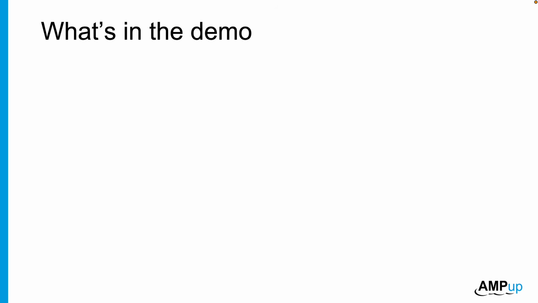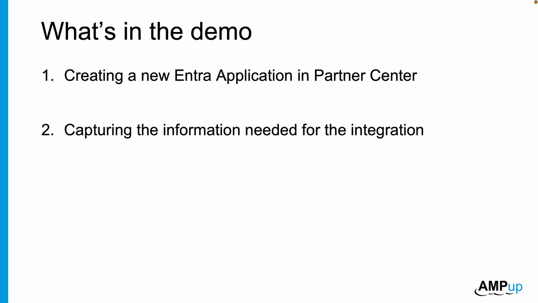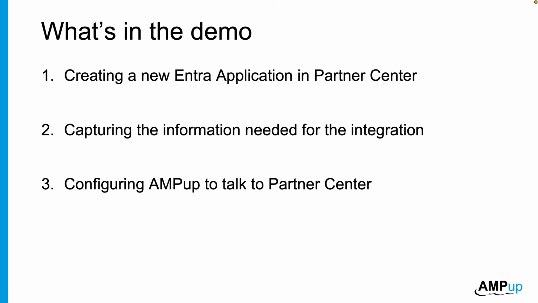And what will we do in this demo? First of all, we'll create a new Entra application inside Partner Center. Then we'll capture information from Partner Center that we need to plug into AMPup to complete the integration. Finally, we'll configure AMPup to talk to Partner Center.